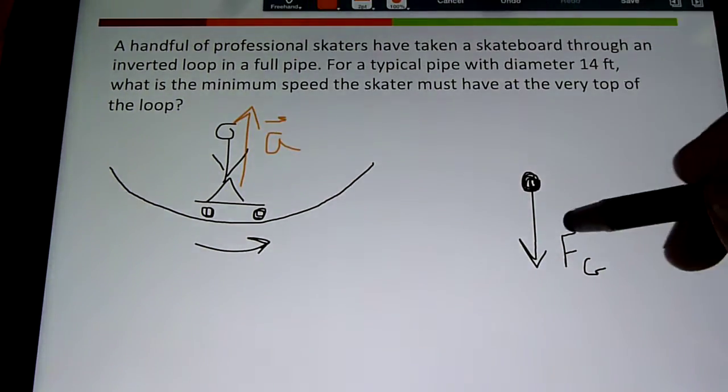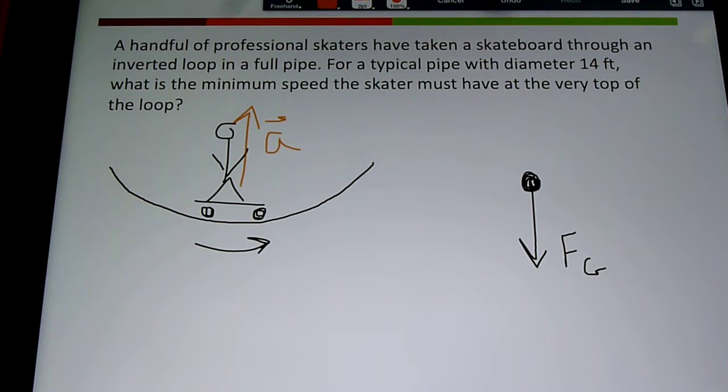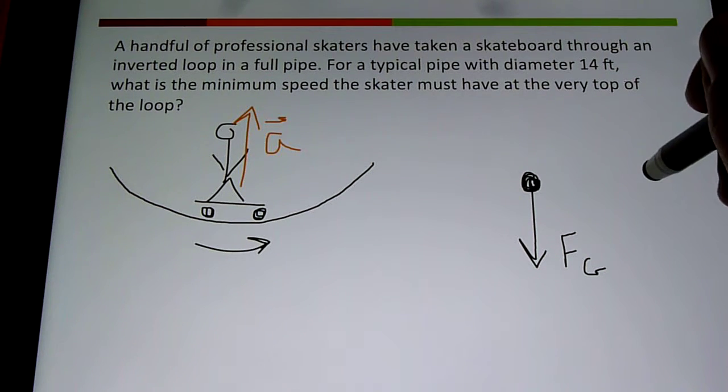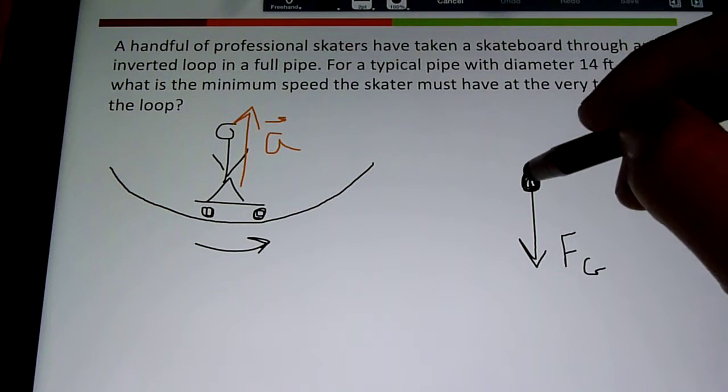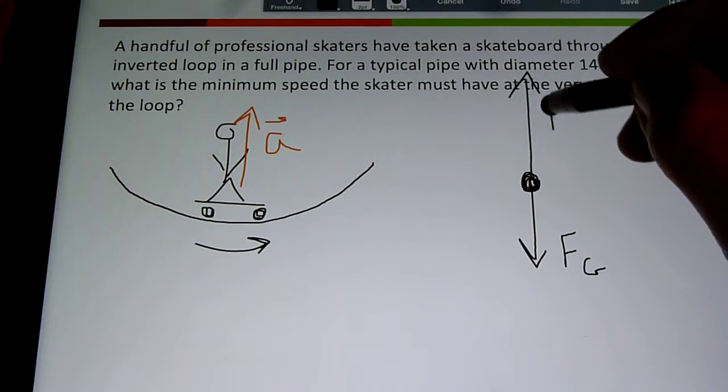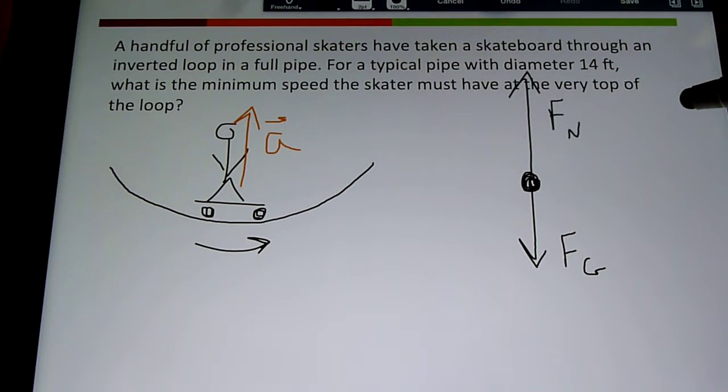Well, if I have a downward weight force, I know that my upward normal force must therefore be bigger in order to have this upward acceleration. So my upward normal force must be larger than my weight force.